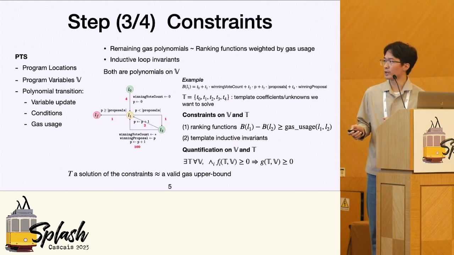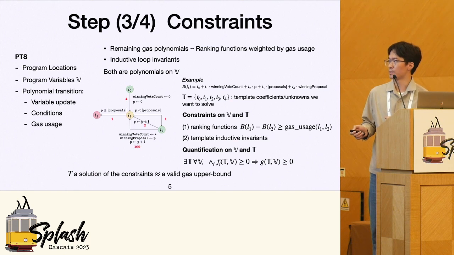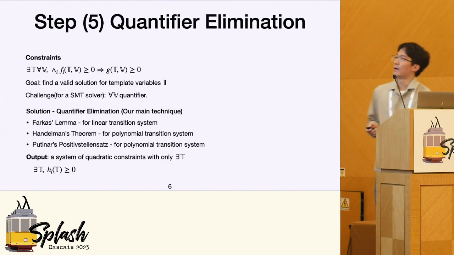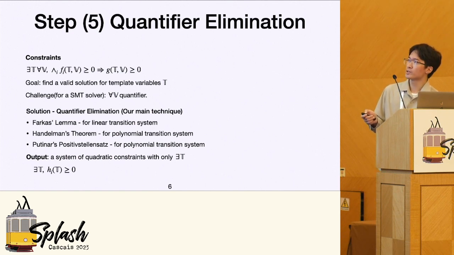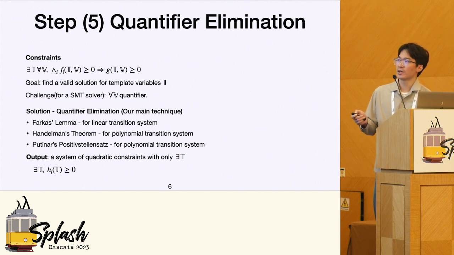So if we can solve this constraint system, that basically means we can get a solution for this t. Then this basically means we have a valid guess upper bound. So now the problem is to solve it. And recall that we have this format of constraints, and our goal is to find a valid solution for template variables t. But the challenge, if we just directly pass it to the SMT solver, is that they have this universal quantifier on the program variable v, and this is really difficult.